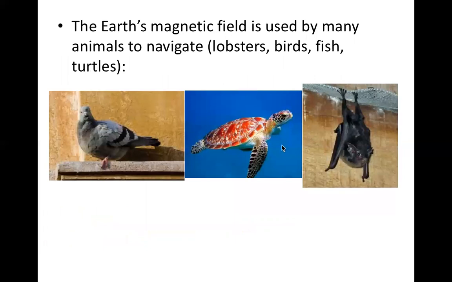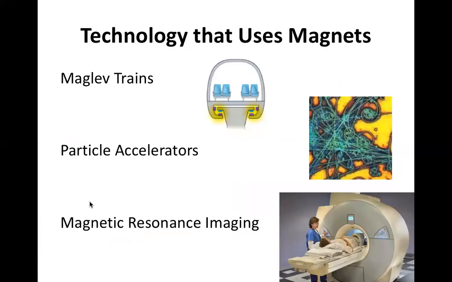Here are some examples of animals that use the magnetic field lines to navigate: lobsters, birds, fish, turtles. There's also technology that uses magnets: maglev trains, particle accelerators, and magnetic resonance imaging. These are 3 applications that have a little blurb in your assigned reading for today.